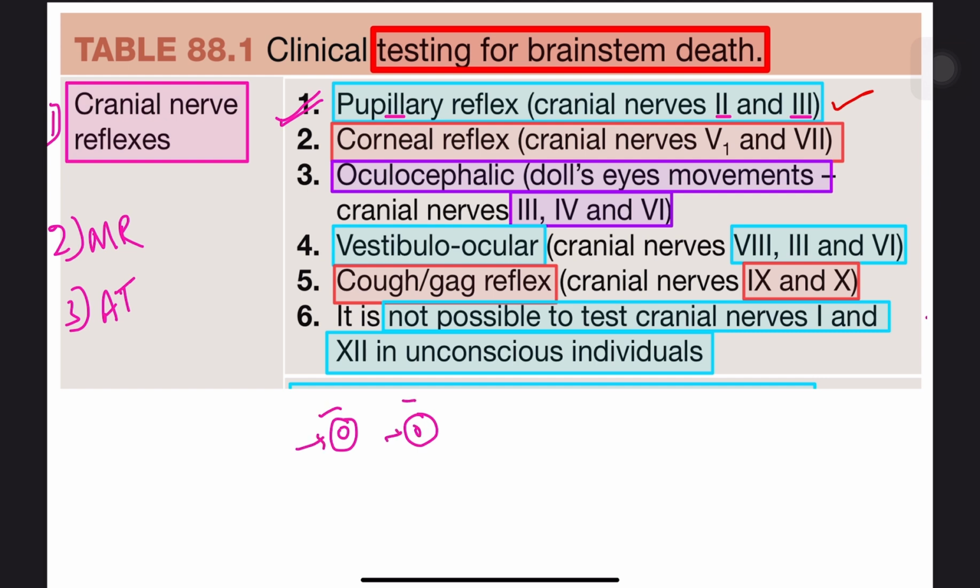This is our pupil, which looks like an O. In the cranial nerves, only three nerves start with O: the first is olfactory, the second is ophthalmic, the third is oculomotor. Olfactory is associated with olfaction, nothing related to the pupillary reflex, so leave that one. It is ophthalmic and oculomotor, this is number 2 and this is number 3. So the pupillary reflex is associated with the number 2 and 3 cranial nerves.